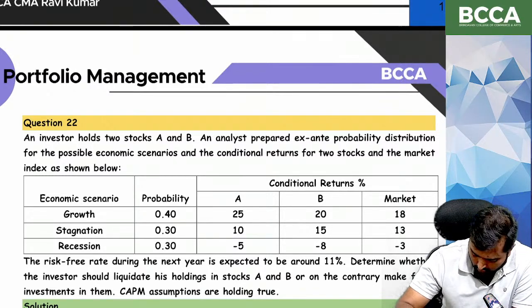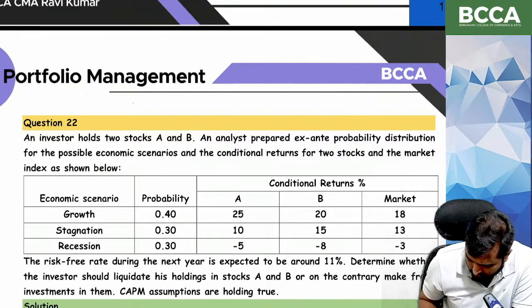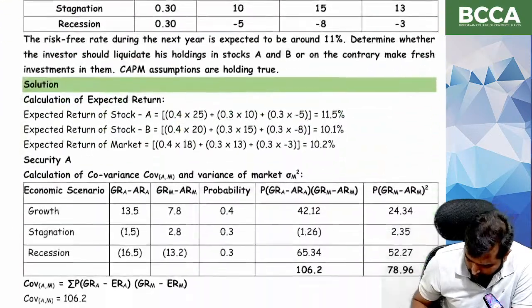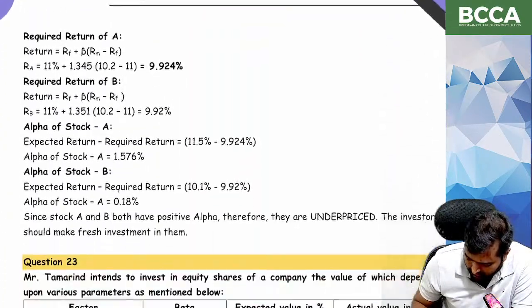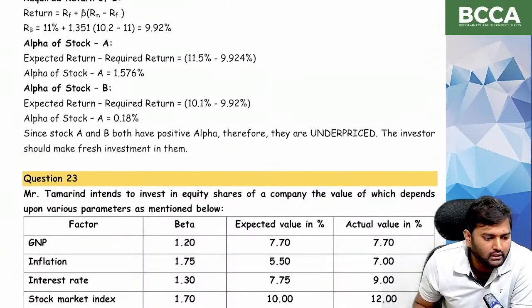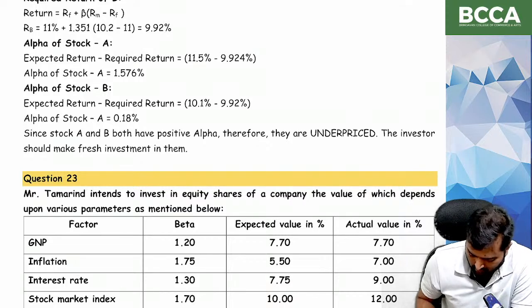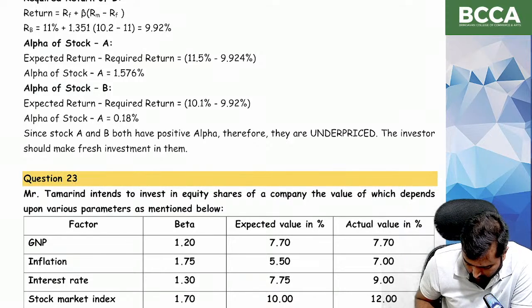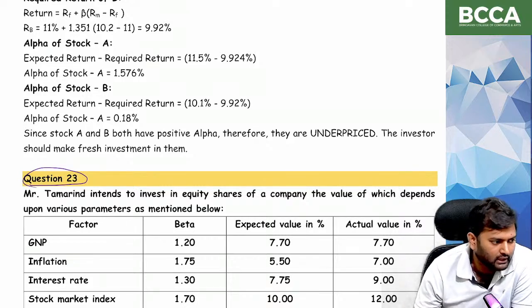Okay. Question number 22, homework. Homework in the sense, in next class, I will discuss. And question number 23 is the new concept, arbitrage pricing theory. So tomorrow, in next session, we shall continue.